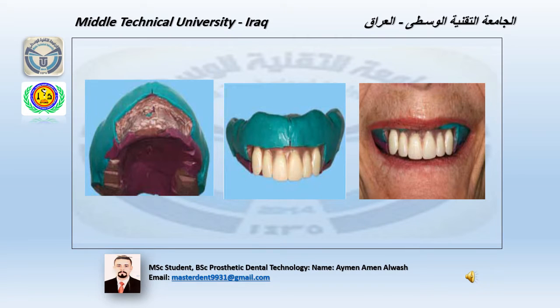We use a hot wax knife or hot wax spatula to remove tray material from the anterior region of the tray and set the anterior teeth in this area, and then check the 6 anterior teeth inside the patient's mouth and ask the patient to smile and check his pronunciation, and then check the level of the 6 anterior teeth.